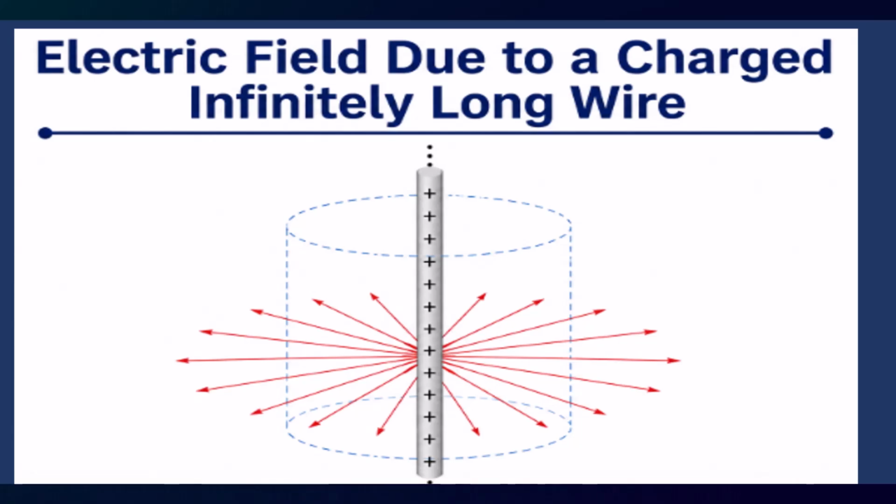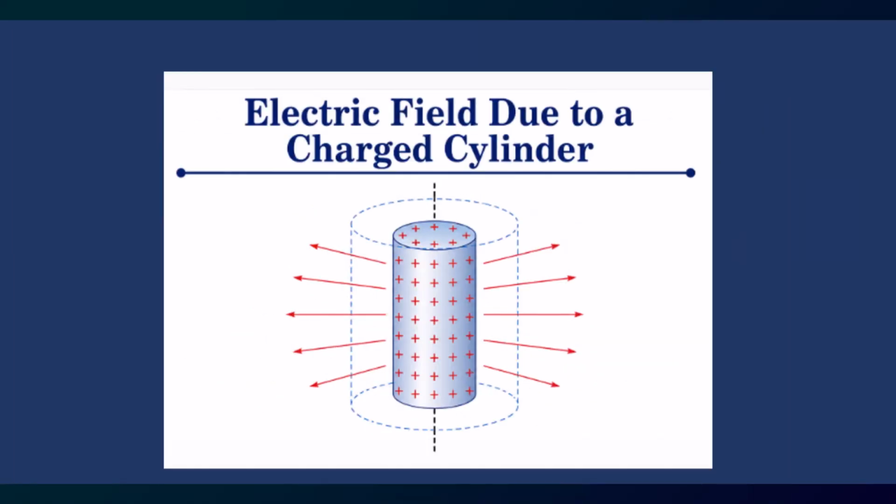So that was electric field due to an infinitely long straight wire using Gauss's law. Notice how choosing the correct Gaussian surface and using symmetry made the entire problem so simple. And this is just the beginning. In the next video, we will apply Gauss's law once again, this time to find the electric field due to a charged cylinder.